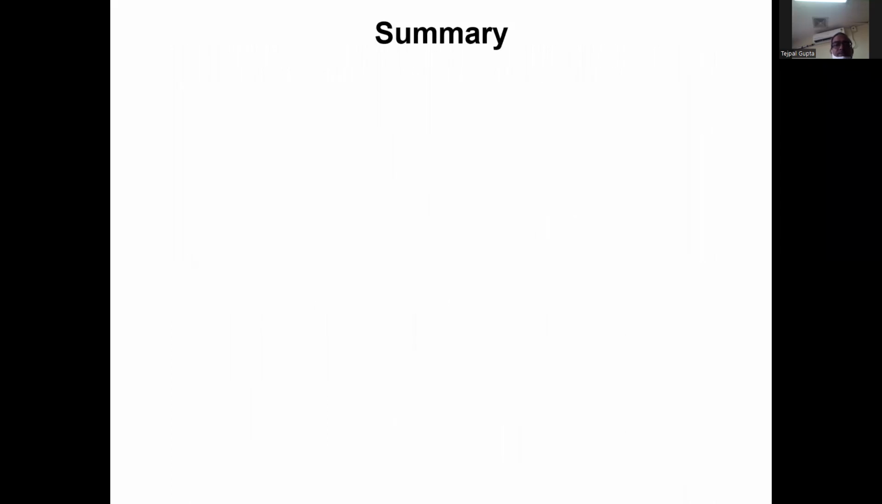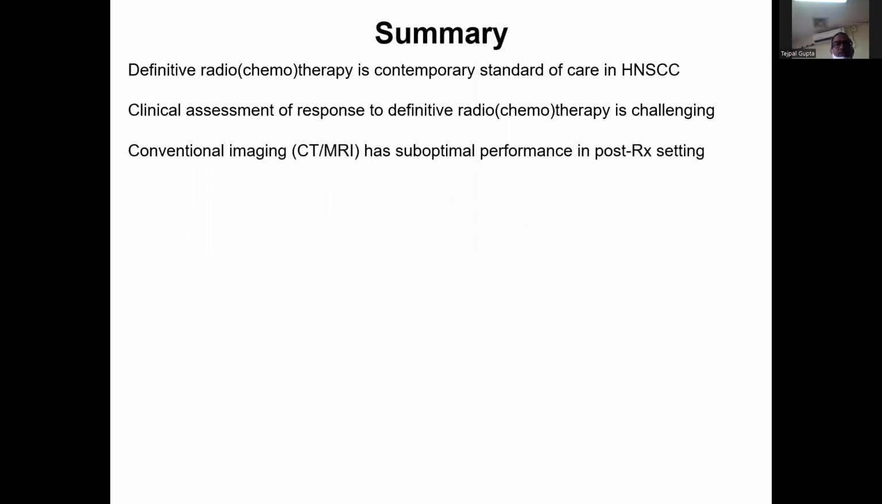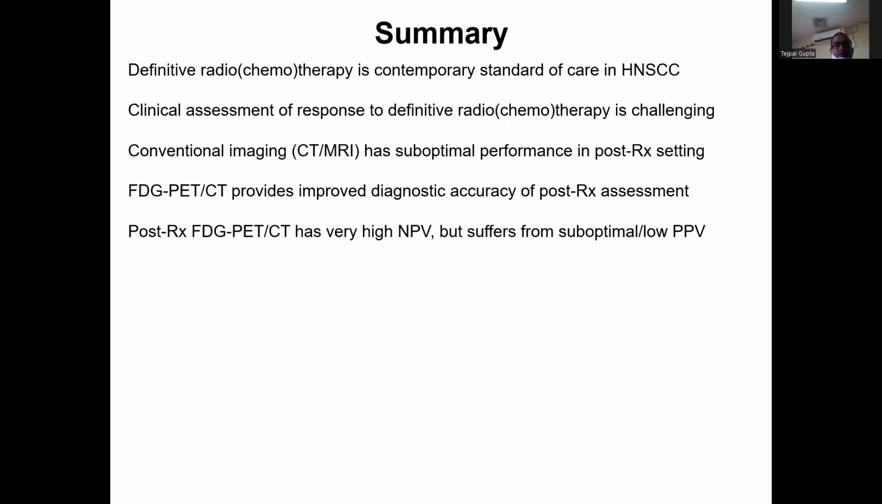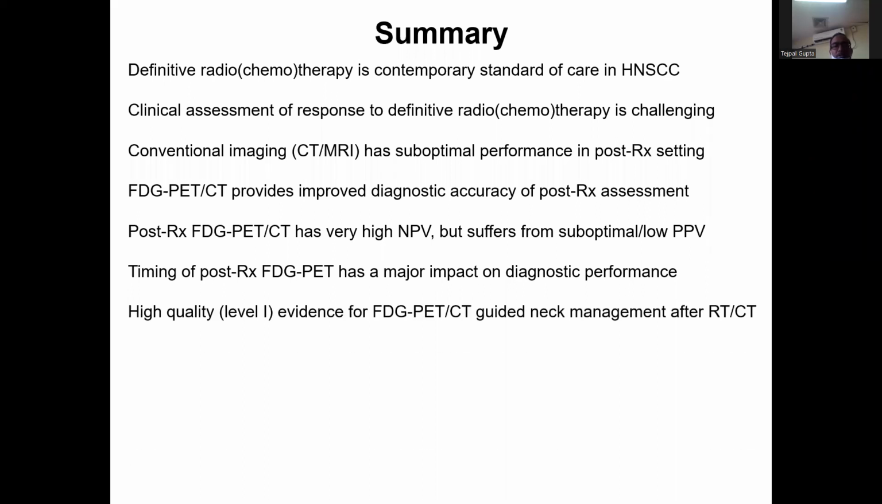So in summary, definitive radiochemotherapy is the contemporary standard of care in head and neck cancers. Clinical assessment of response to definitive radiation is challenging. CT and MR have suboptimal performance in the post-treatment setting. FDG PET CT provides improved diagnostic accuracy of post-treatment assessment. It has a high negative predictive value, but suffers from a low positive predictive value. The timing of the post-treatment FDG PET has a major impact on the diagnostic performance.